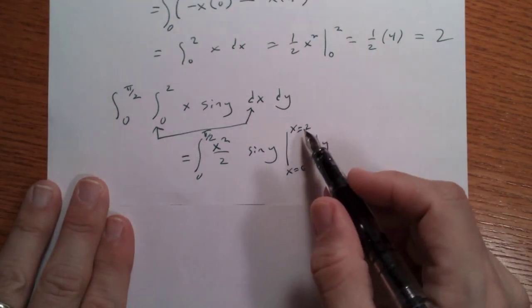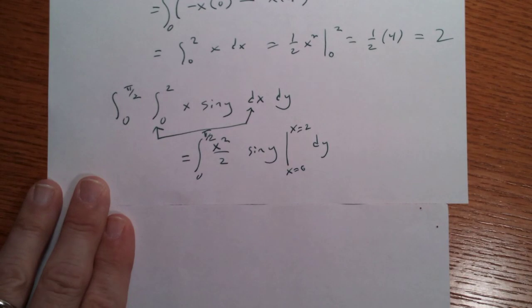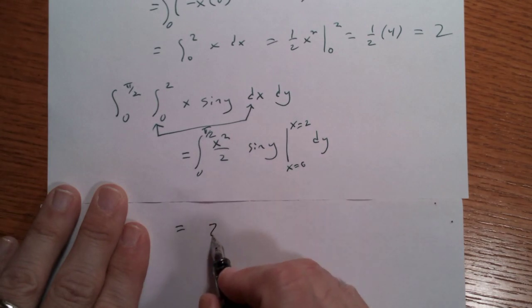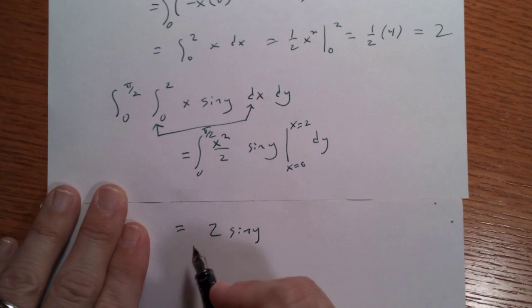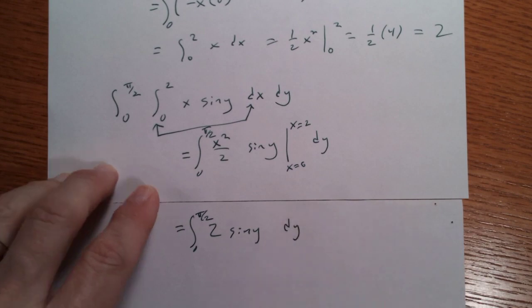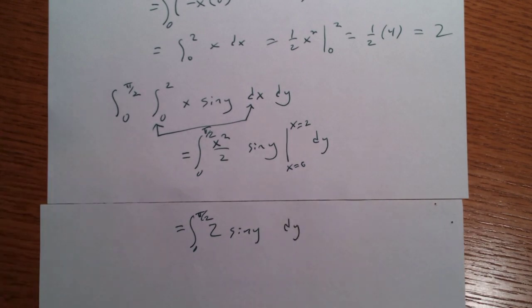If you really wanted to, you could put this bar here and just treat the sine y like it's a number just sitting there waiting to do nothing. 2 squared over 2 is 4 over 2. That's 2 sine y minus 0 sine y. Two is a number, it stays there. The integral of sine is minus cosine. Cosine of pi over 2 is 0. Cosine of 0 is 1. And I get the same result. It worked. It worked.